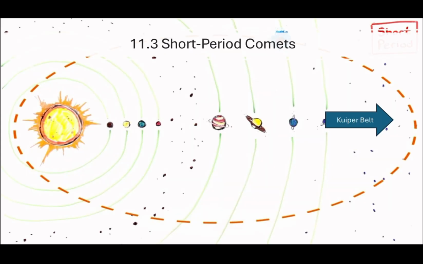Now, there are 2 types of comets, short and long period comets. Short period comets will have a period, which is how long it takes a body to orbit the sun. And short period comets will have a period of under 200 years. And they will mostly rest in a place in the solar system called the Kuiper Belt, which is made of asteroids.